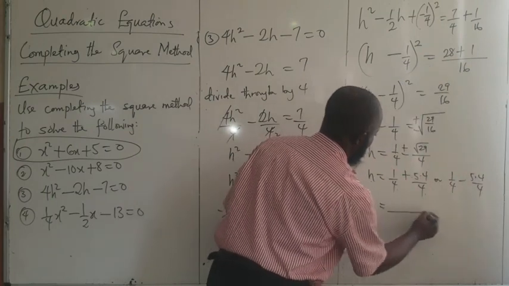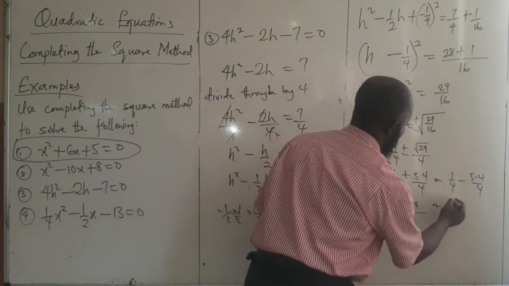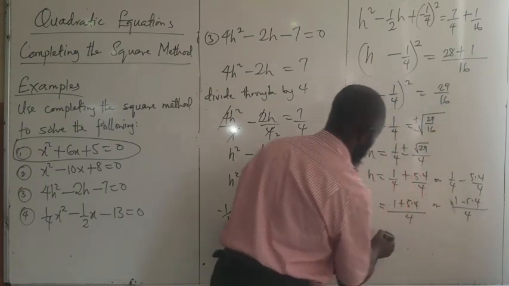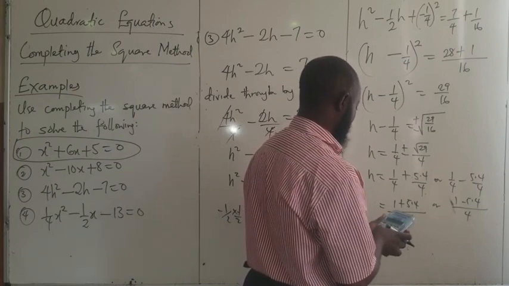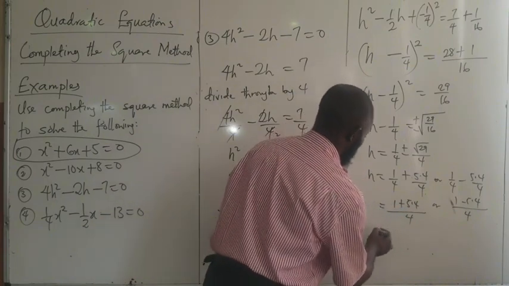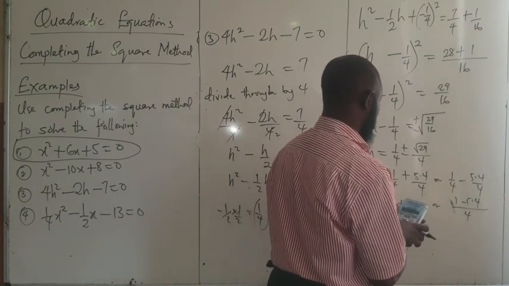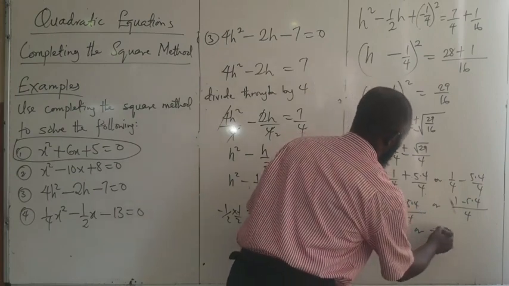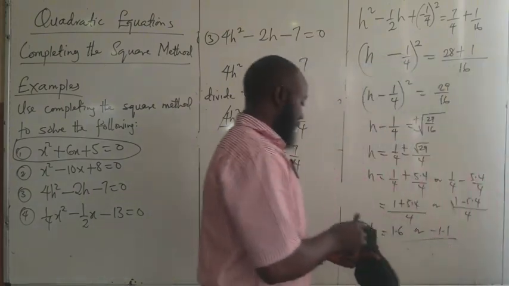So this will give us the value of h. This is 1 plus 5.4, or 1 minus 5.4. So that means we have 6.4 divided by 4, so h here is 1.6, or 1 minus 5.4, minus 4.4 divided by 4, will give us minus 1.1. So this is the root of the equation.